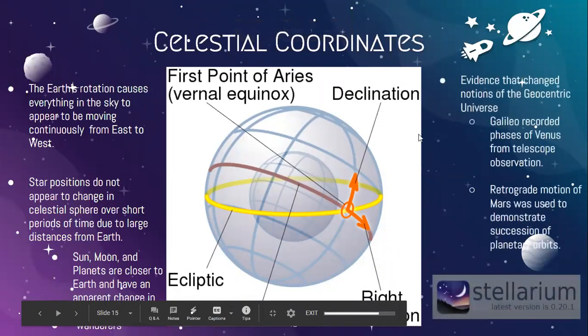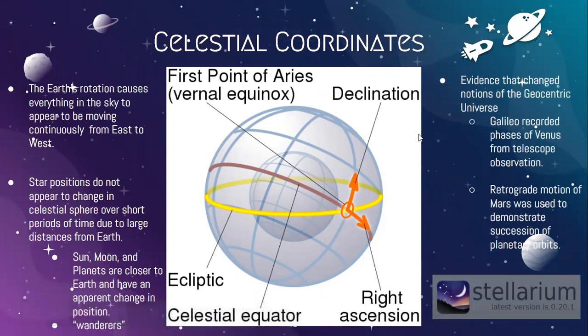And what about the evidence that actually changed the Greek view of the stars in the heavens? So Galileo created the first telescope during the Renaissance period, and he collected a lot of information using that telescope for the very first time. One of the things that he did was he observed Venus moving in the sky.